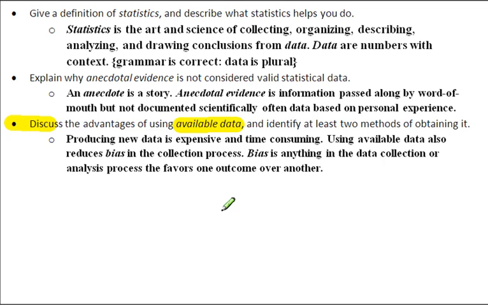So, available data is data that someone else has collected, and the reason it's a good thing to use is that it saves you time, money, and reduces bias.